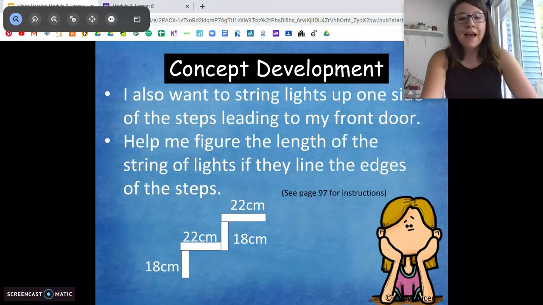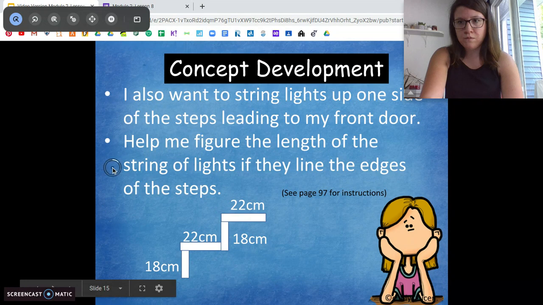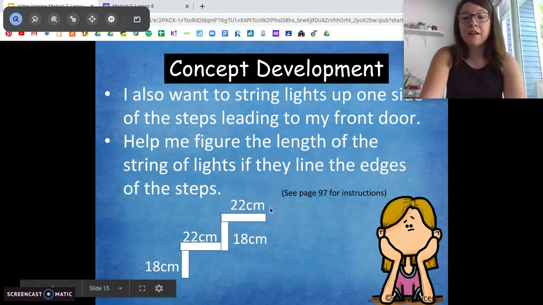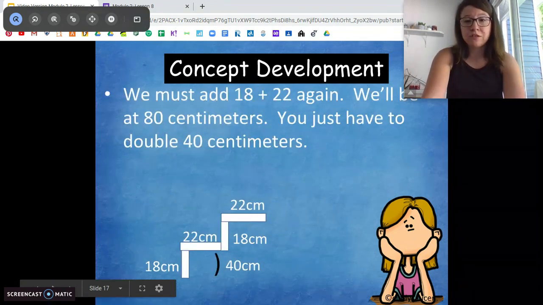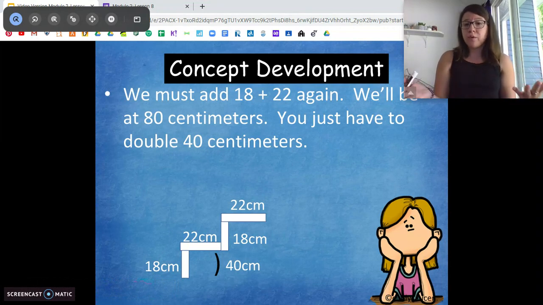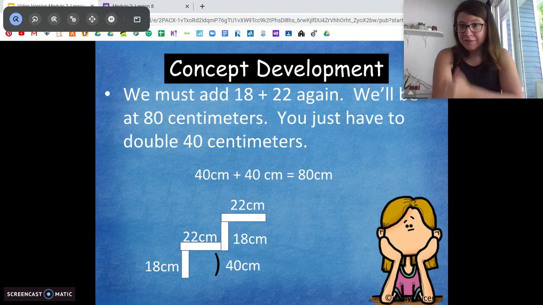But I have another step going up here. So this step is 40, and then I need another one here. What should I do? If this is 40 here, how much more do I need? Yeah, I need another 40, right? Because I know this is 40 and this is 40 and they're the same. So I'm going to need another 40 centimeters. So we just double the 40 and we get to 80. We got 80 centimeters of lights.